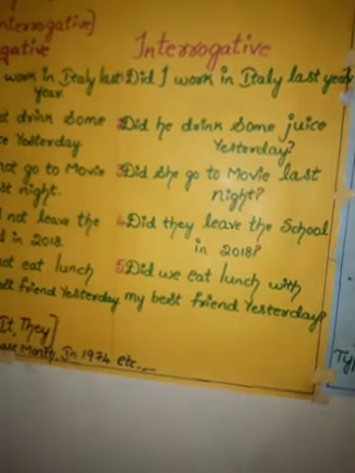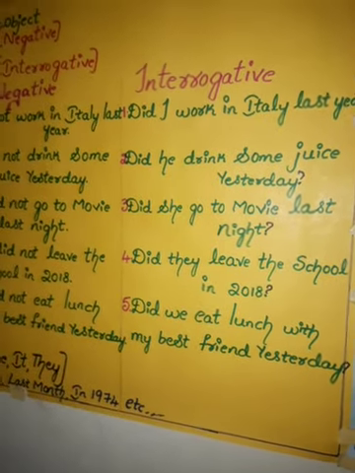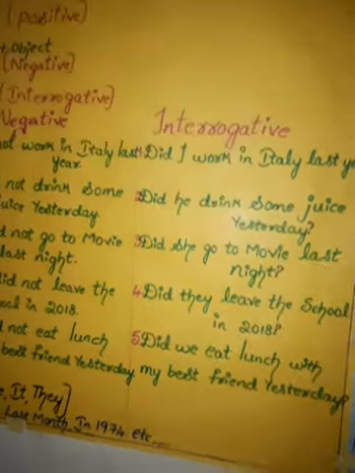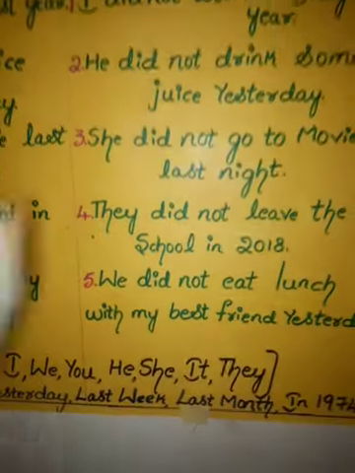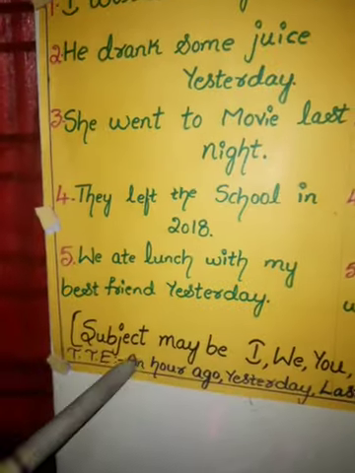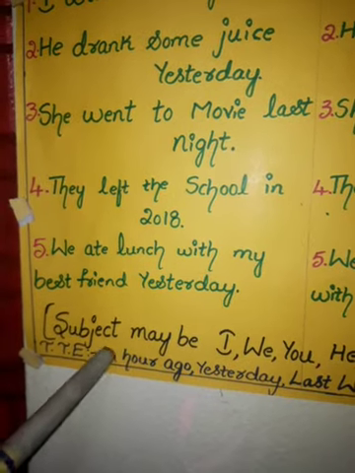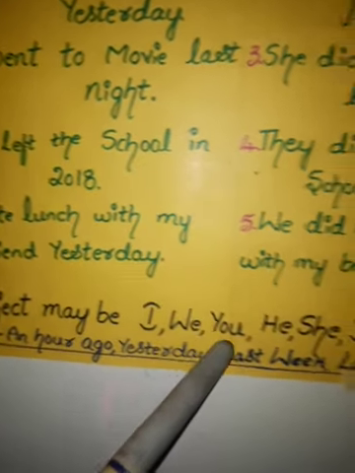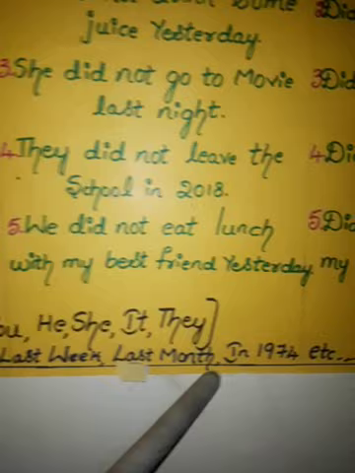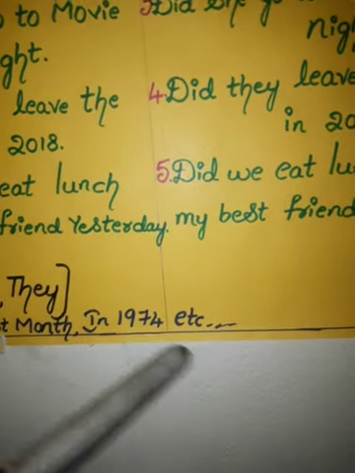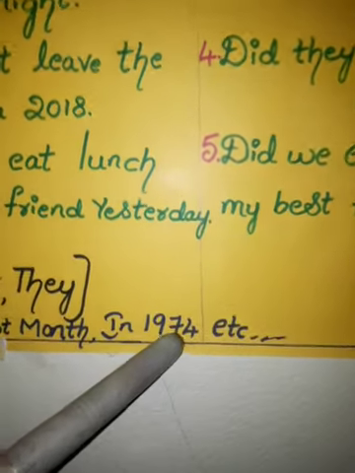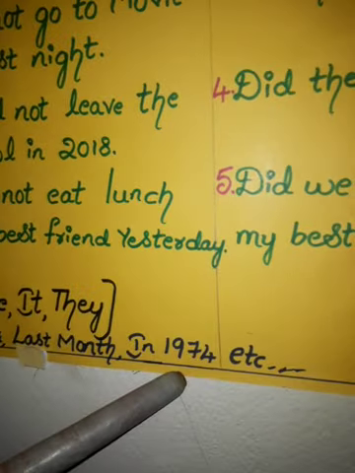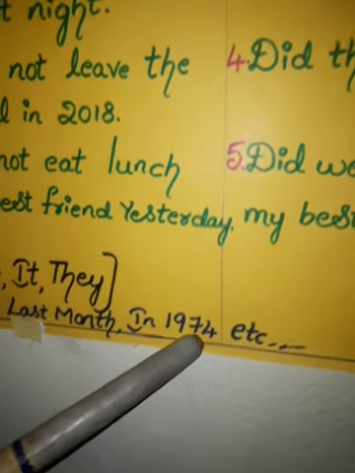Now, coming to the keywords or time expressions by which we can know that the sentence is in simple past tense. They are words like an hour ago, yesterday, last week, last month, last night or in the year so and so. Then we can say that this already happened and the sentence is in simple past tense.